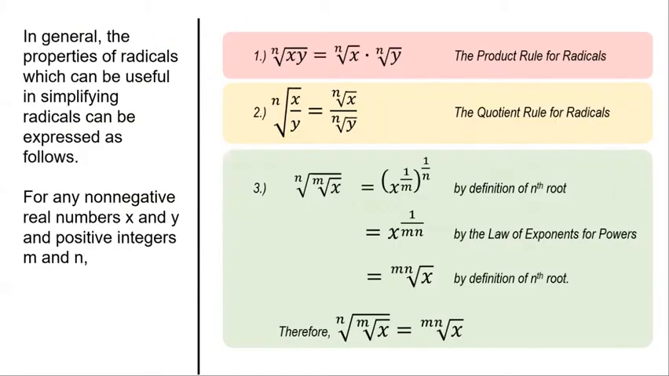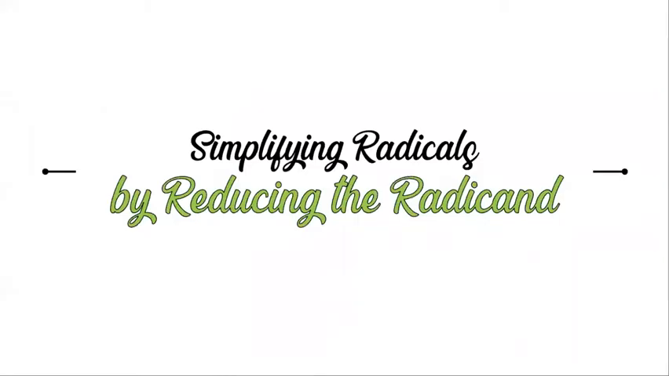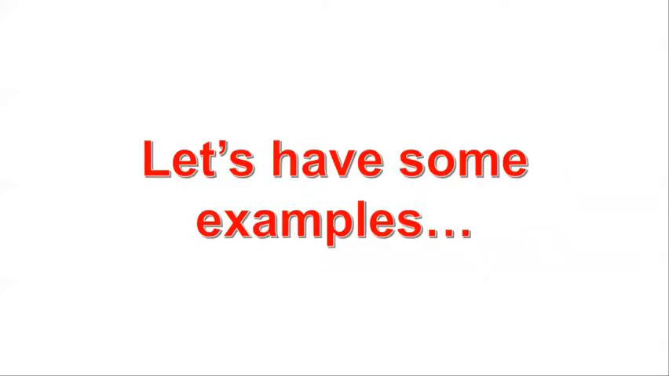In general, the properties of radicals which can be useful in simplifying radicals are shown dito sa ating kanan. That is, for any non-negative real numbers x and y and positive integers m and n, we have the product rule for radicals, the quotient rule for radicals, and the definition of nth root para sa ating nested radicals and rational exponents. So, how do we simplify radicals? By reducing the radicand. Let's have some examples.